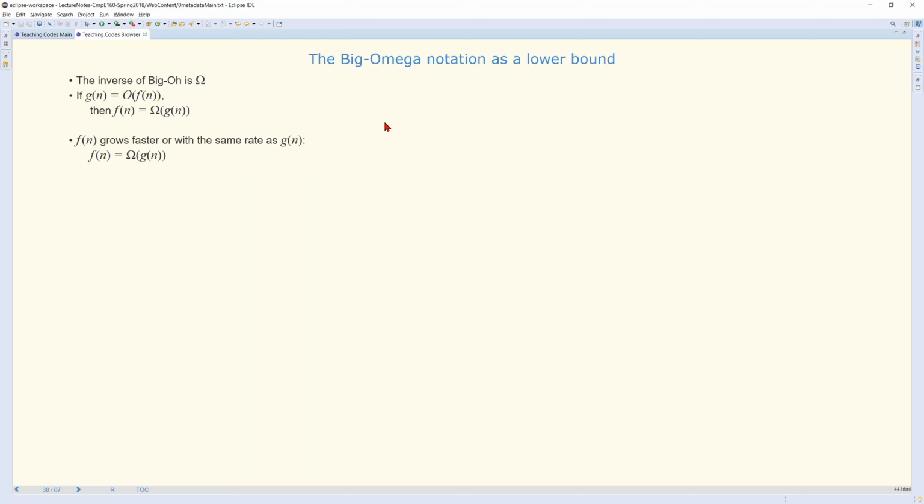So big omega defines that. If g of n is equal to big O of f of n, just the inverse, f of n is equal to big omega of g of n. That means f of n grows faster than or with the same rate as g of n.